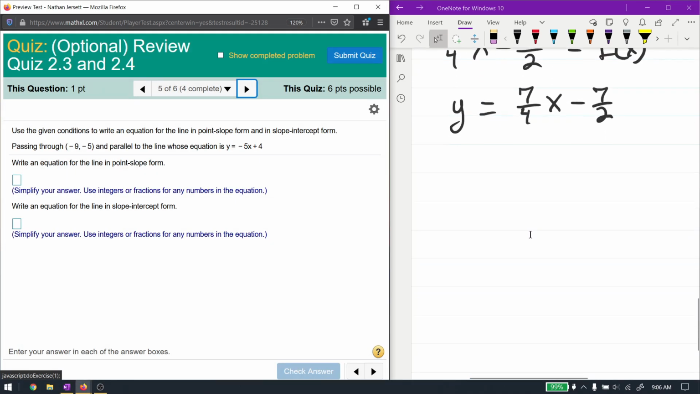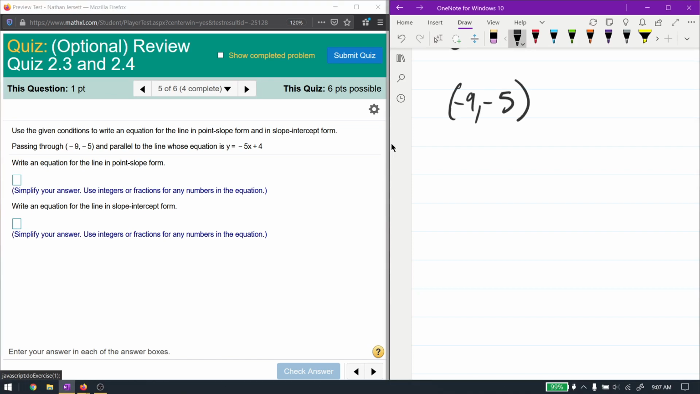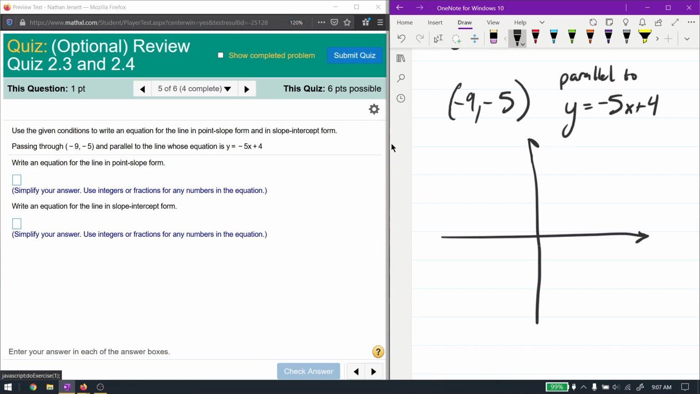All right, next problem is dealing with parallel and perpendicular. To find the equation of any line, you have to know the slope. That's always the first and most important part. Find the slope. So we have a line that's passing through -9, -5, and it's going to be parallel to y equal -5x plus 4. Just to kind of show you what this means, I'm going to graph it.